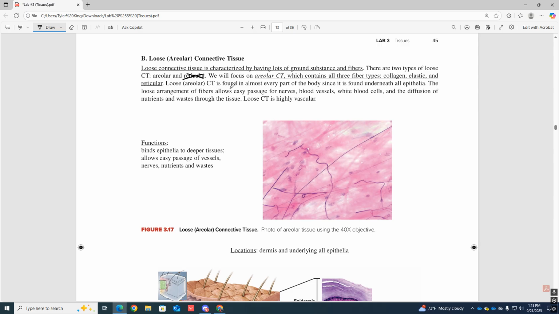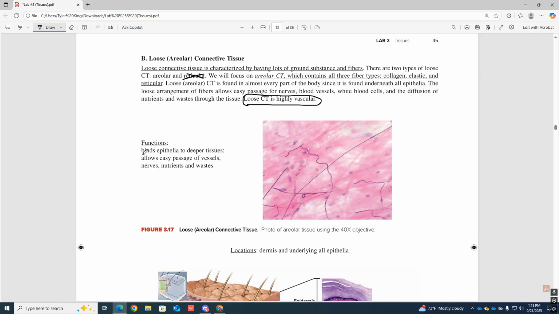Loose areolar is found in almost every part of the body since it is found underneath all epithelia. The loose arrangement of the fibers here allows for easy passage of nerves, blood vessels, white blood cells, and diffusion of nutrients and waste through the tissue, okay? Loose CT is highly vascular, all right? So you can kind of pick out all the different hodgepodges of things here, okay? It has a little bit of some collagen here. It has the elastic fibers in there. It has a couple little cells in there.